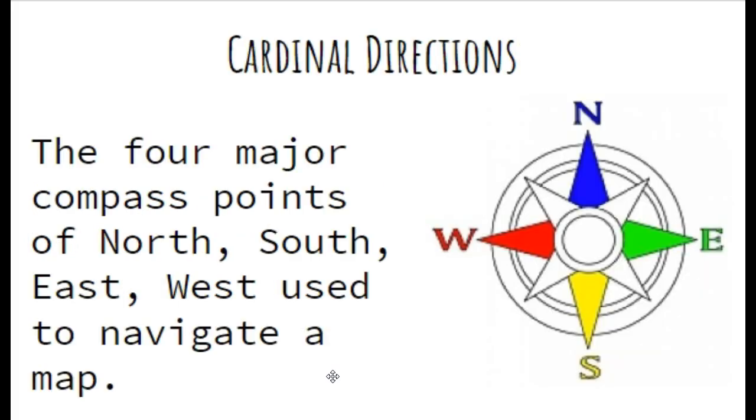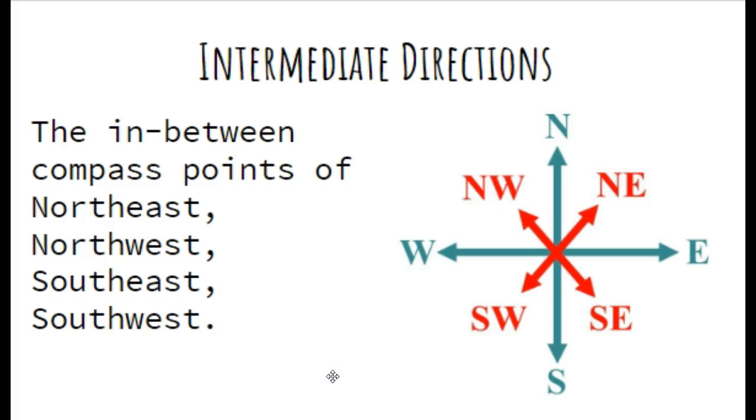Related to these are the cardinal directions, which are the 4 major compass points, north, south, east, and west, and that's helpful in navigating on a map. Intermediate directions, these are the in-between compass points of northeast, northwest, southeast, southwest. So you have the compass rose, cardinal directions, and then intermediate directions.